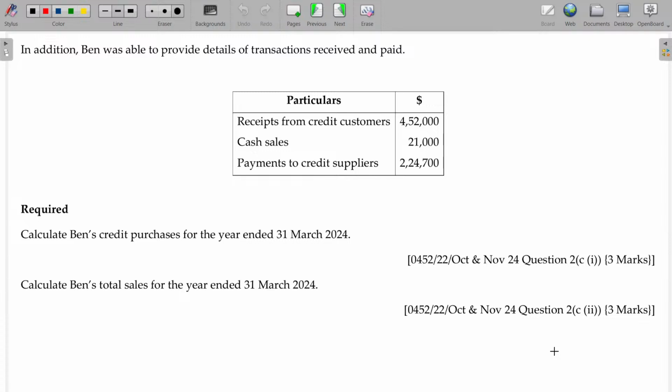Now, one more question will also be there. In addition, Ben was able to provide details of transactions received and paid. Calculate Ben's credit purchases for the year ended. Credit purchase. Okay.